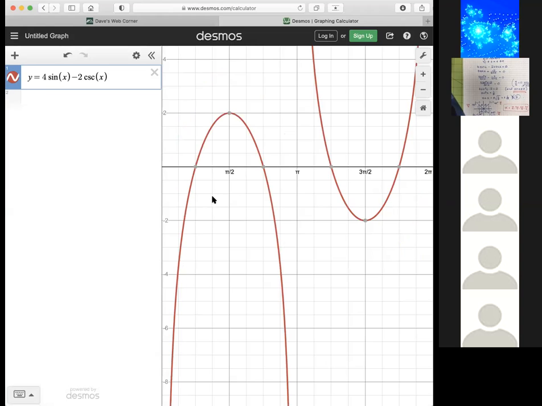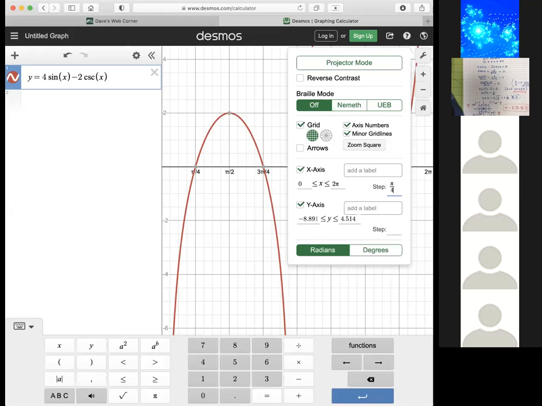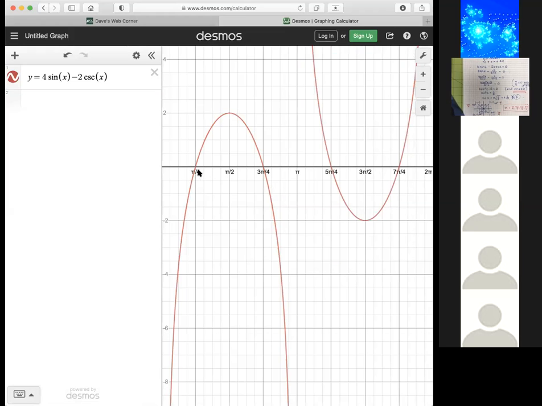Well, let's look at the images right here. Let's see if I can run this at pi over 4. Okay, Desmos complies. So where is it equal to 0? Pi over 4, 3 pi over 4, 5 pi over 4, 7 pi over 4.